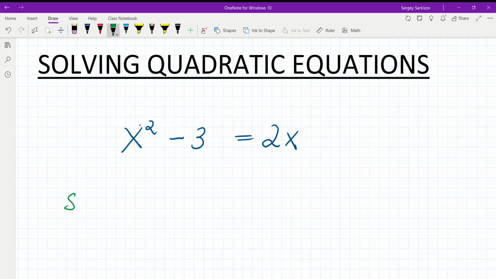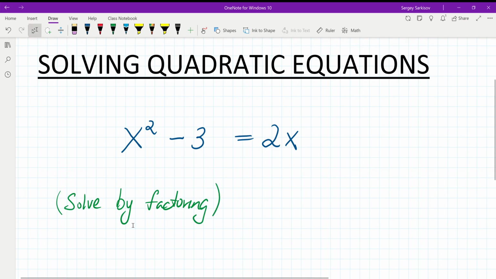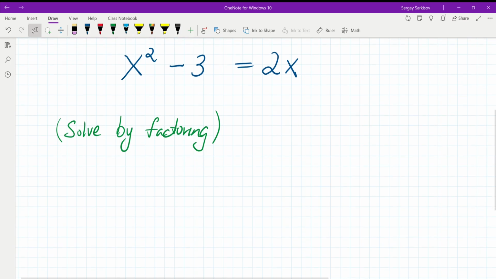Let's solve by factoring. Okay, it's called by factoring. So that's what we're going to do first. Before that, let me mention that we have a quadratic equation in standard form. So you have to put a quadratic equation in standard form.